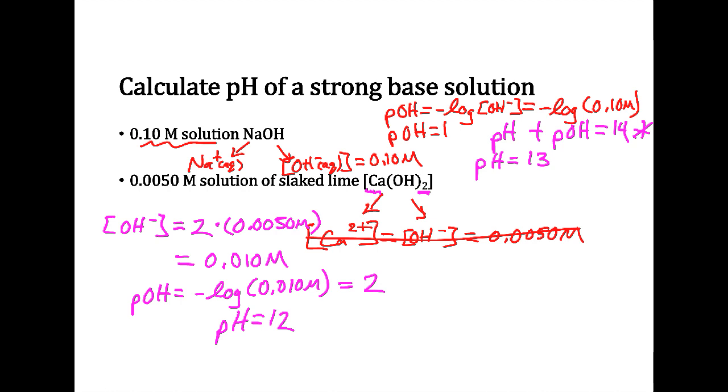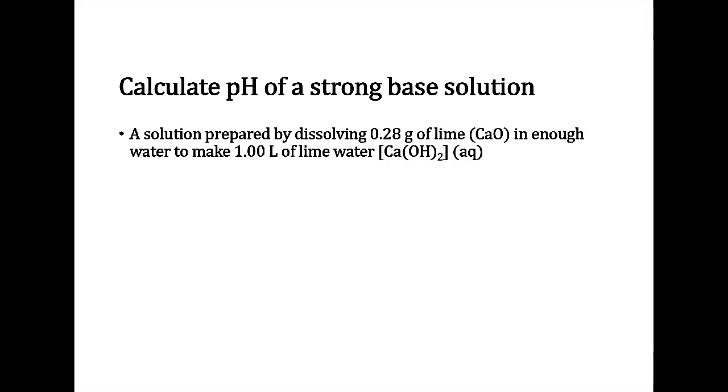And so finally, let's go ahead and look at one last example of calculating the pH of a strong base. In this case, we're going to have to use a few more skills other than just using pOH is equal to negative log of the hydroxide concentration. In this particular example, it tells you how the lime water is made. So you start with 0.28 grams of lime, the calcium oxide, and enough water to make 1 liter of lime water, which is the calcium hydroxide.